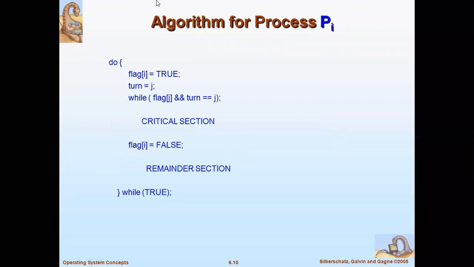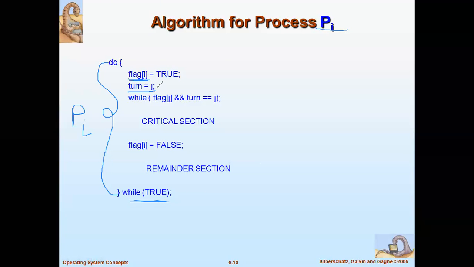Here we have an algorithm for process Pi. This is an infinite loop, and we are seeing this particular algorithm from the perspective of Pi. Pi wishes to enter, so it has to set its flag to true. I also call this the selfless process, because it will give the chance to J. It wishes to enter, but it will also give the chance to J.